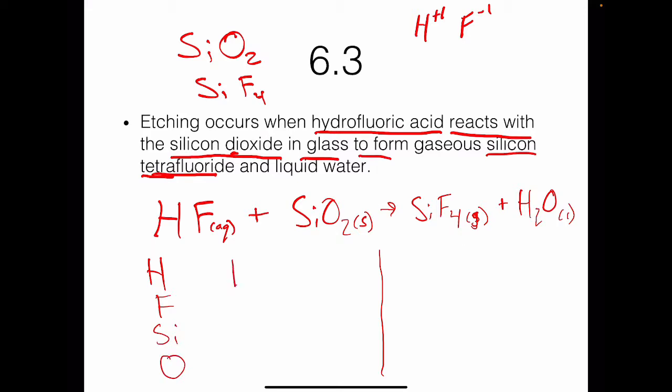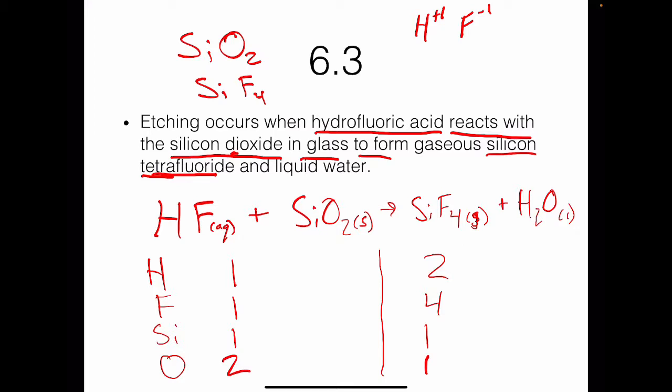We have 1 hydrogen on the left, we have 2 on the right, we have 1 fluorine on the left, 4 fluorine on the right, 1 silicon on the left, 1 silicon on the right, 2 oxygen on the left, and 1 oxygen on the right. So you can see here that pretty much the only thing that's balanced is the silicon, but that can possibly change because we're going to have to go through the process of balancing out everything else.